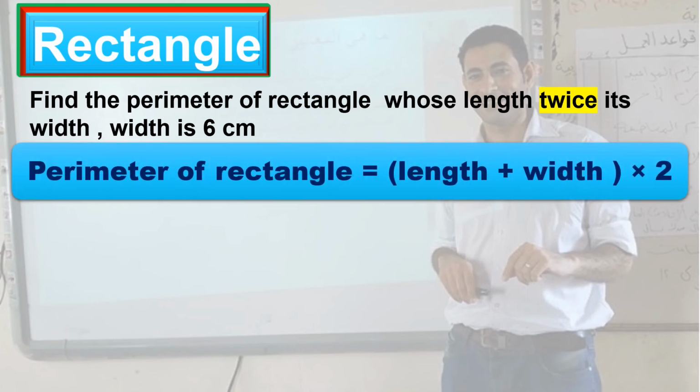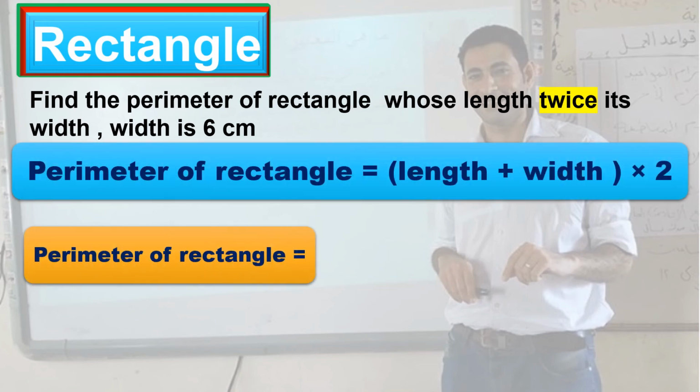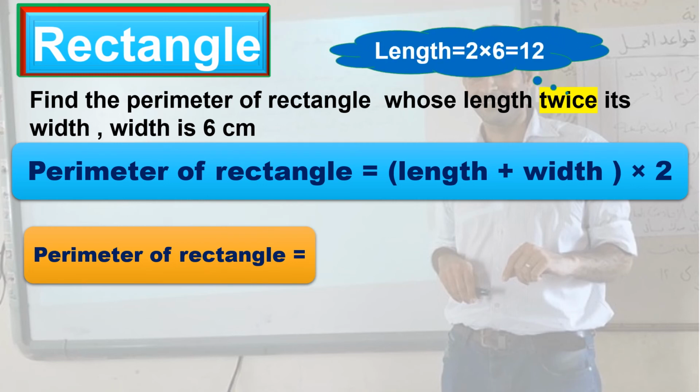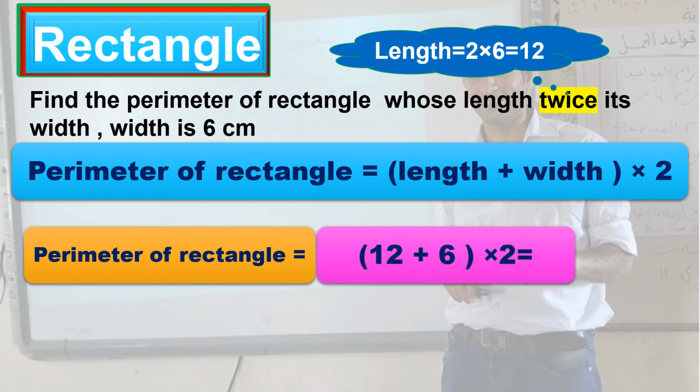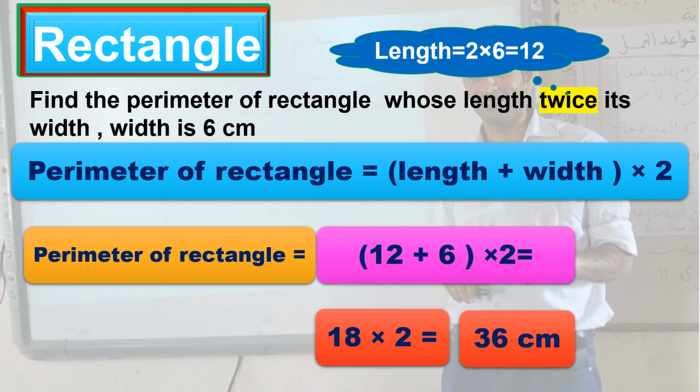The perimeter of rectangle equals length plus width times 2. Notice that the length equals 2 times 6 equals 12. Then 12 plus 6 times 2. 12 plus 6 equals 18. 18 times 2 equals 36 centimeter.